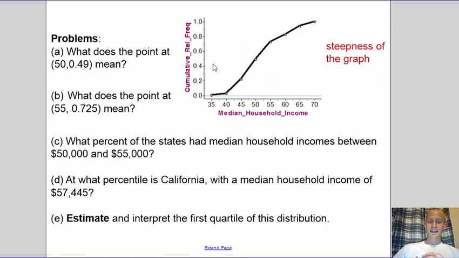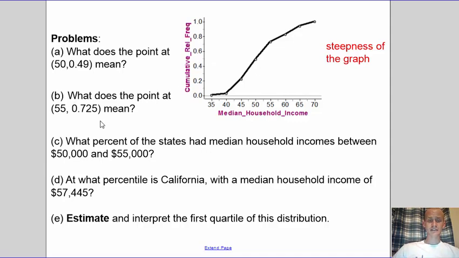For C and D, what percent of states had median household incomes between 50 and 55,000? If we look at our graph, we can look at what is really the steepness there. The steeper the graph gets, that's more states we're adding in there. So we want to know what percent of states had incomes between those. What we can do is trace that up vertically and over horizontally.